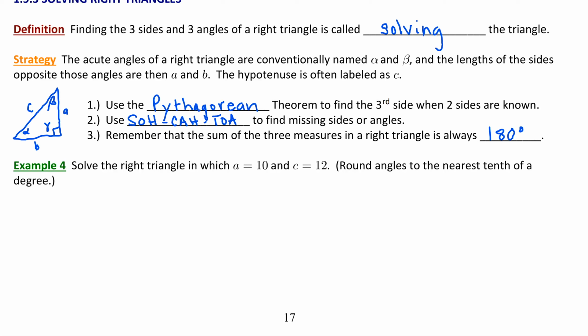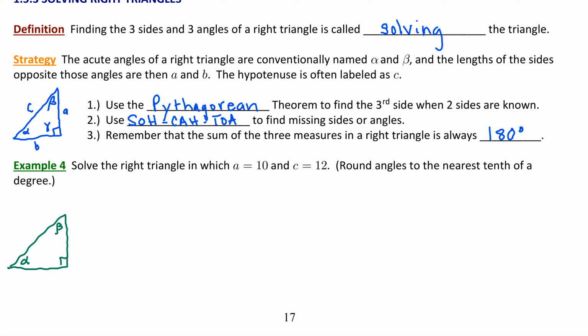Solve the right triangle in which A equals 10 and C equals 12. So we know 2 parts of the triangle, and we need 6 altogether. Notice we're given the freedom to round angles to the nearest 1/10 of a degree. That means they're not going to come out to be nice common angles. So I'm going to go ahead and label this conventionally. This is alpha, this is beta, this is gamma, or the right angle.